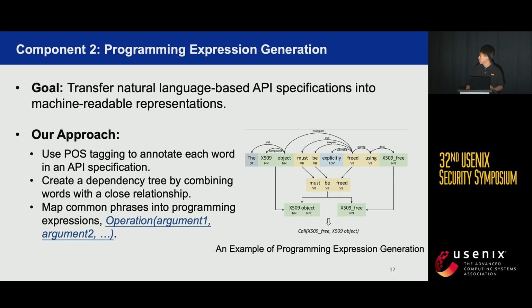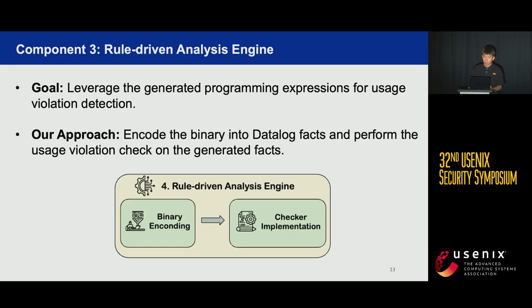We mainly collect many common phrases, and then we map the root node into the operation field. For example, "must be free" we will map into the call operation. And the content in the leaf node will be slightly changed and put into the argument field. Okay, so we have already gotten the programming expression.